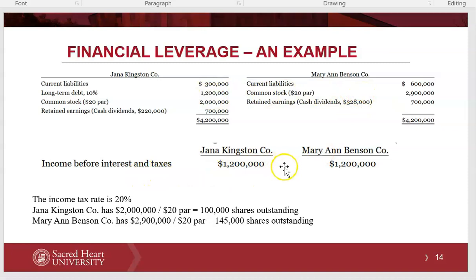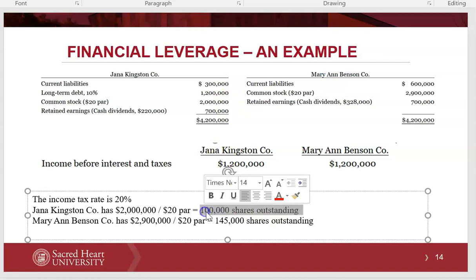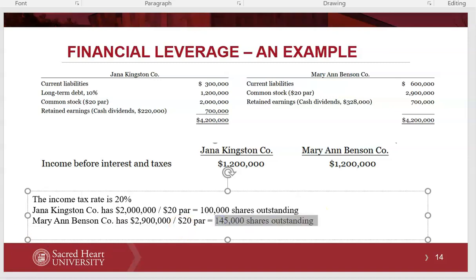We see that the companies have the same amount of operating income, or income before interest and taxes. They both have the same income tax rate of 20%. From the balance sheet, we can calculate how many shares of common stock each company has outstanding. Jana Kingston has $20 par value stock for a total common stock of 2 million, so we know that Jana Kingston has 100,000 shares of common stock outstanding. We can calculate the number of shares outstanding for Mary Ann Benson by taking the total common stock of 2.9 million, dividing that by the par value per share, and concluding that they have 145,000 shares outstanding.